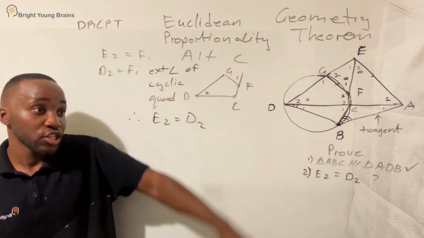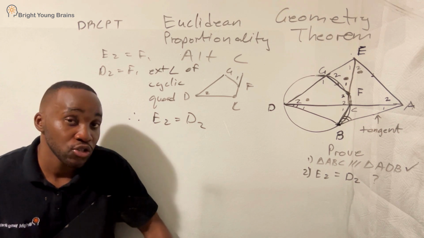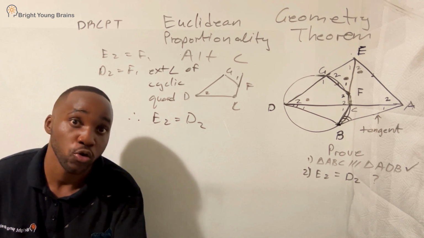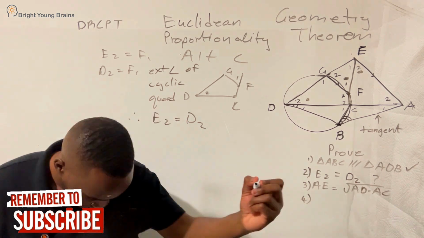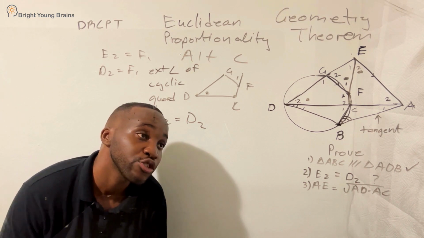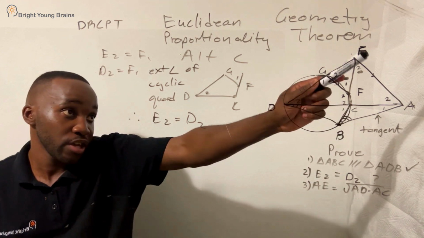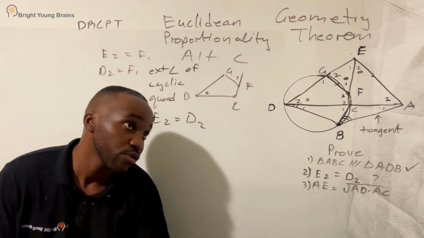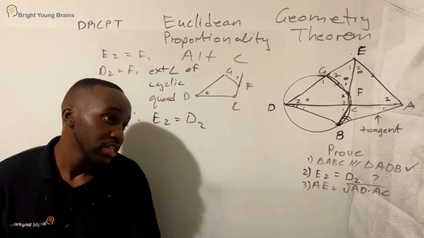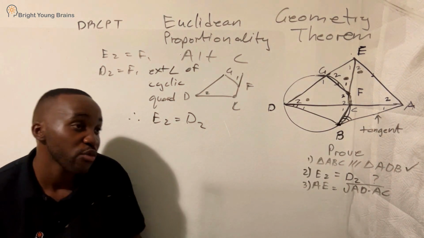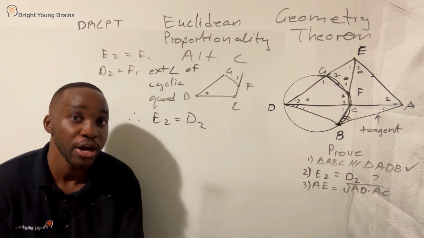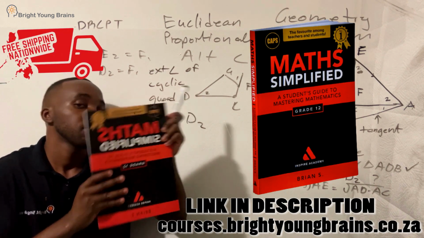But anyways, on this sketch, we are going to answer the next two questions in the following videos. We are going to be answering this question: prove that AE, which is this line over there, is equal to the square root of AD times AC. If you're wondering where I got this question from, ta-da!